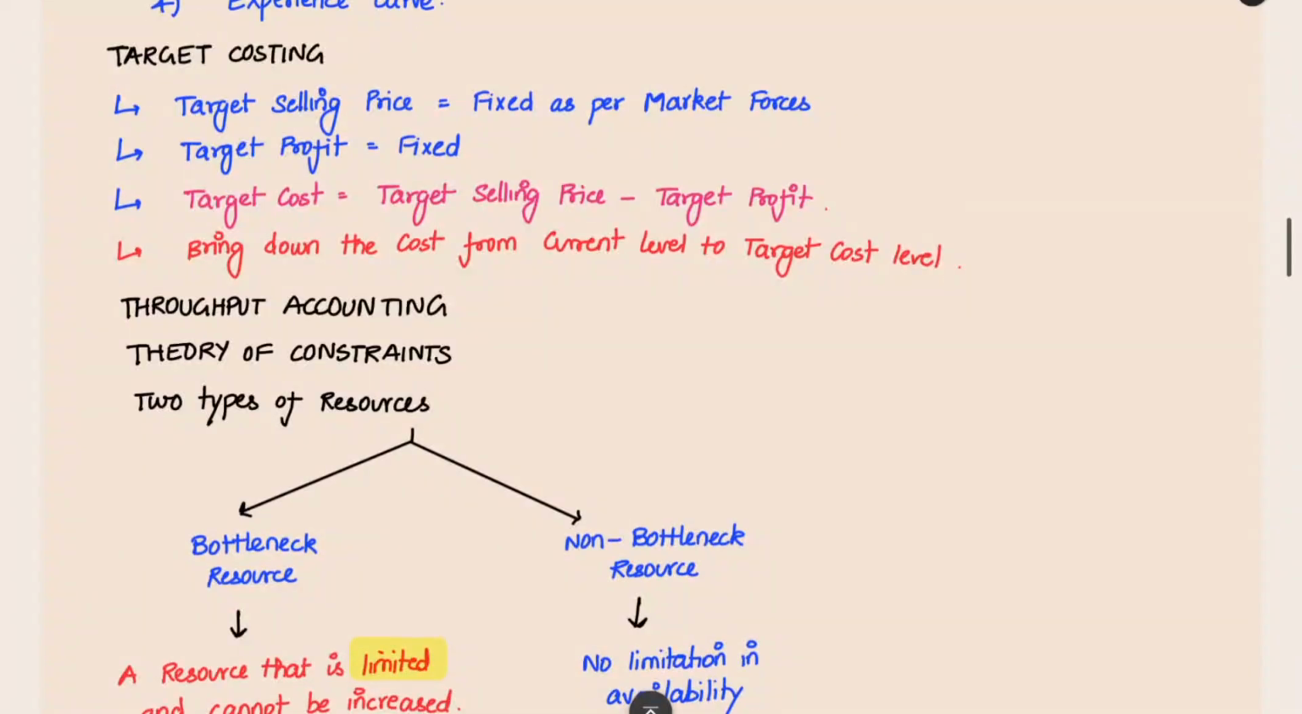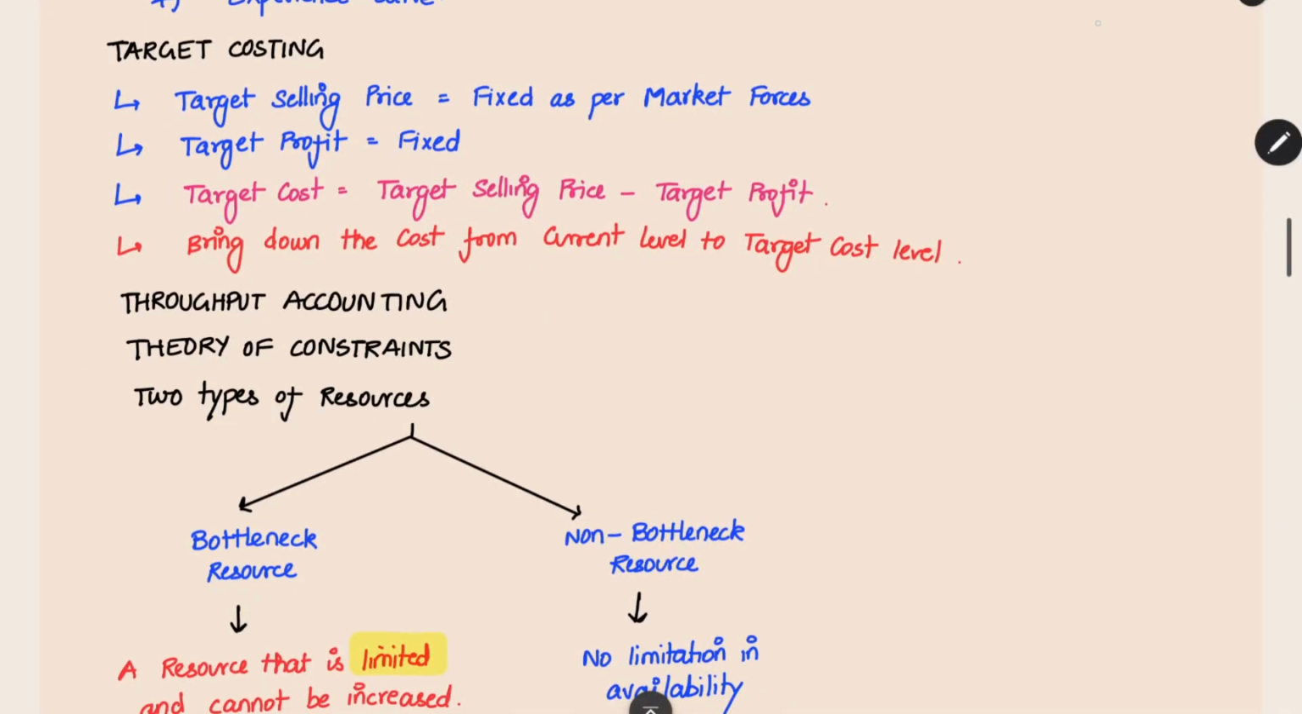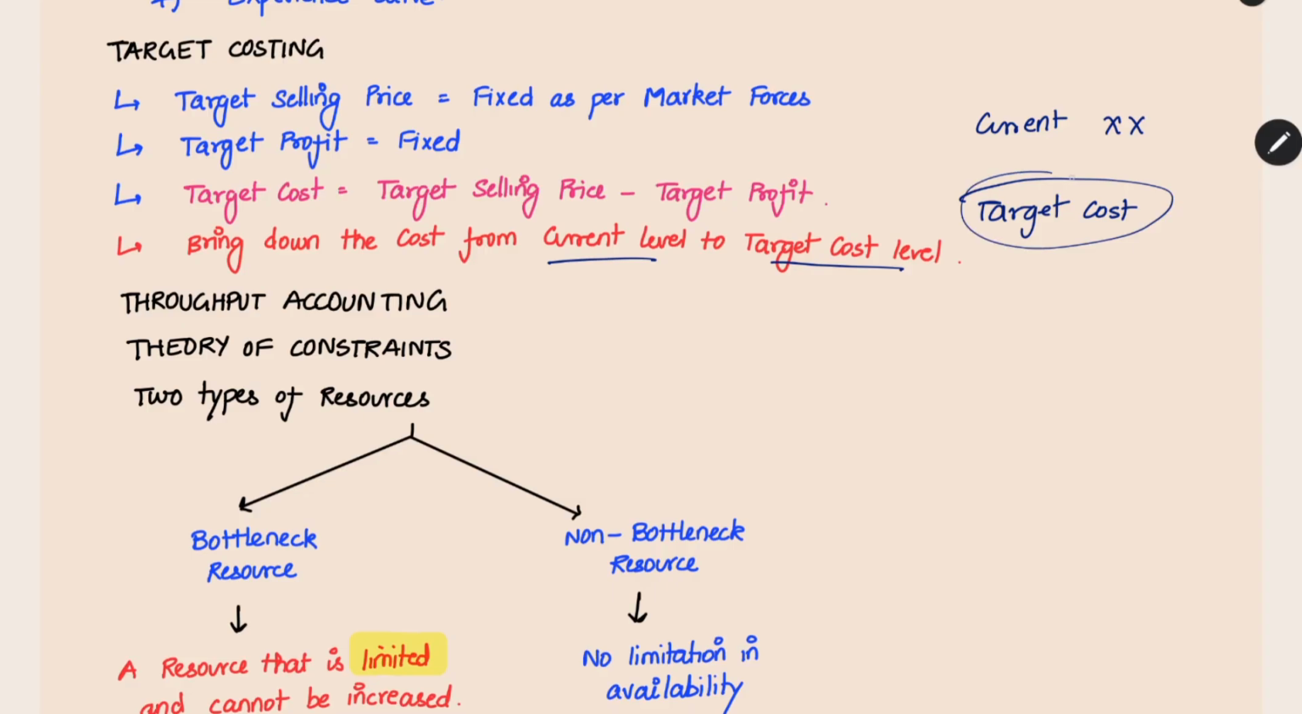Target costing is the method in which you have to bring down the cost from current level to the target cost level. Currently, some cost you will be incurring. From that, you have to bring the cost down to the target cost. You will fix a target based on your assumptions and budgets and all, and then to that target you have to bring that cost down. You have to reduce the cost.